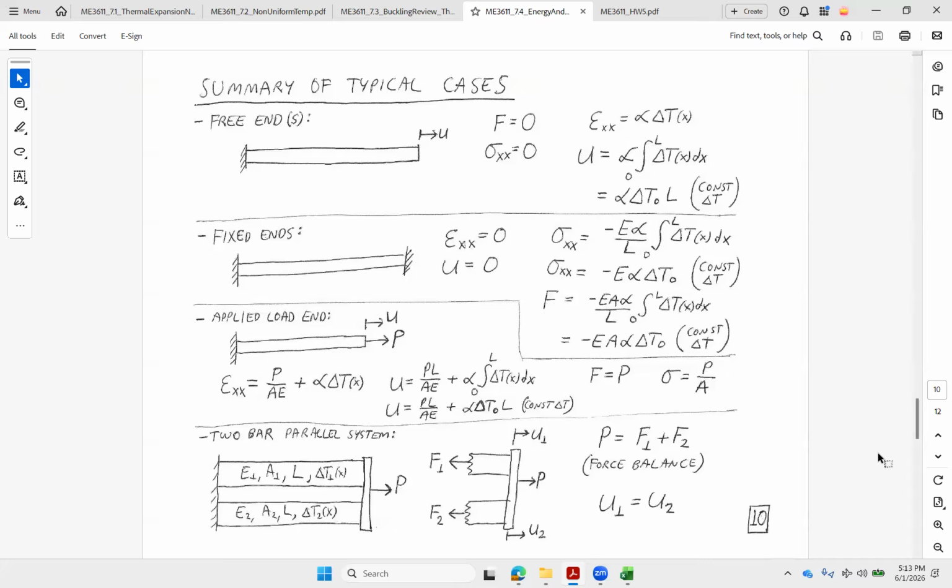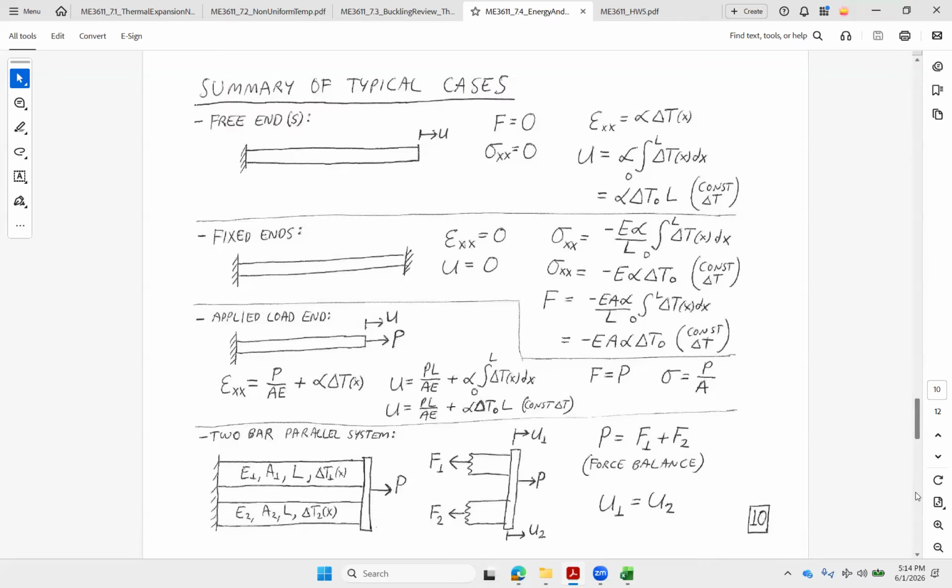And then we've got the one that we've tried several variations of, a two-bar parallel system. Big boundary condition for that one, U1 equals U2. If they're by themselves and there's no external force applied, then F1 plus F2 equals 0. I've also got it set up here. If we had some external load plus temperature changes, then there's going to be our force balance. So we use P if there's an external load. If not, then it's 0 equals F1 plus F2, or they have to be equal and opposite when they're by themselves.